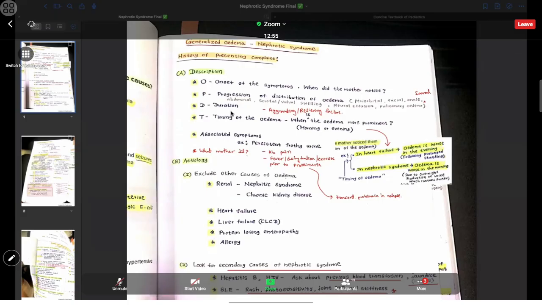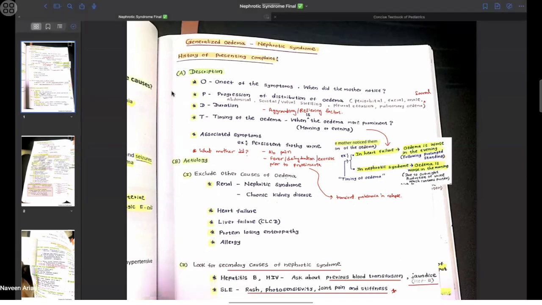So initially, when it comes to the history, there are two types of cases that you can get when it comes to nephrotic syndrome. One is a patient presenting for the first time with nephrotic syndrome, or a patient who is already diagnosed with nephrotic syndrome coming with a relapse. That is the most likely scenario you're going to get. It's mostly relapse, but sometimes it can be a first time presentation as well. These patients usually come with edema, so it's generalized edema.